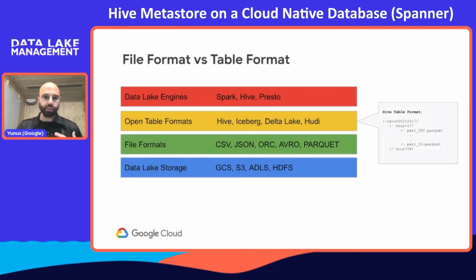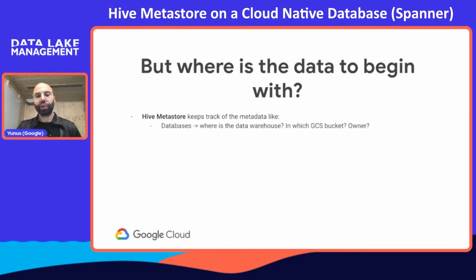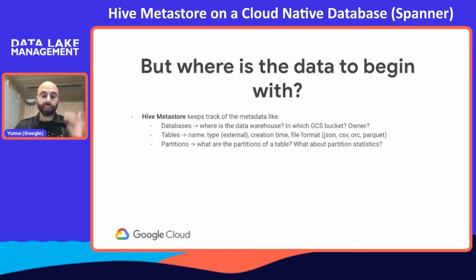But where is the data to begin with? We know there's a structure of the data, okay, but where is that data? How many tables are inside? That comes from the Hive Metastore. It tracks the databases. What are the databases in my data warehouse? In which GCS bucket? Tables. How many tables do I have? What is their name, creation type? What is the file format stored in these tables? Partitions of the tables, really important.